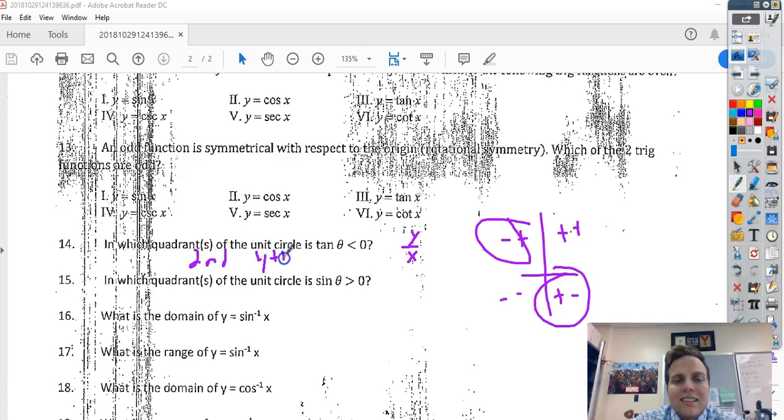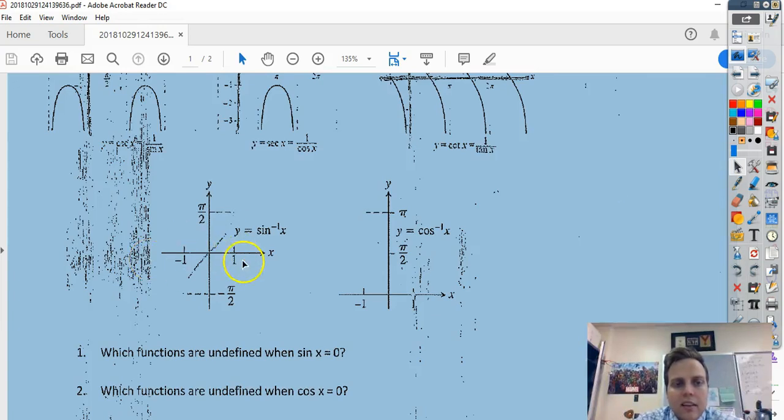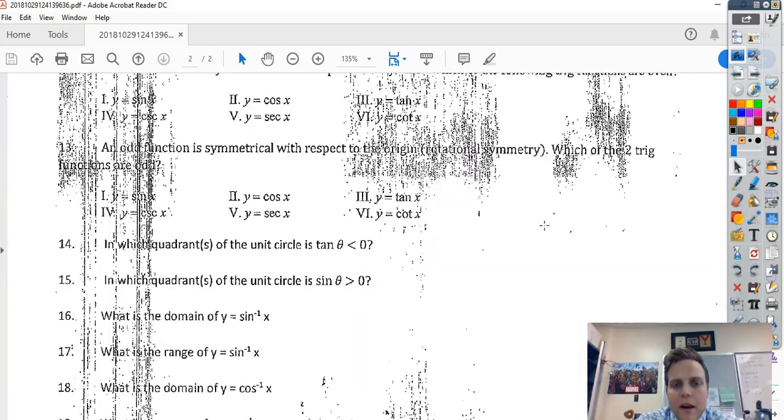In which quadrants is sine positive? Well, I know that sine is the y value, so where is y positive? Quadrant 1 and quadrant 2. So 1 and 2. What is the domain of sine inverse? Well, let's go up here and look at our graph. Sine inverse is this guy right here. The domain is negative 1 to 1. And the range is negative pi over 2 to pi over 2. So I can just write negative 1 to 1. That's the domain. And the range is negative pi over 2 to pi over 2.